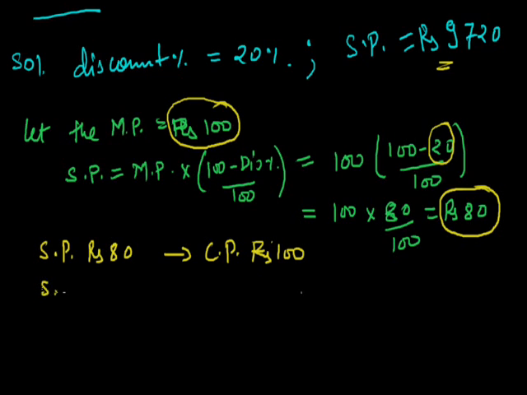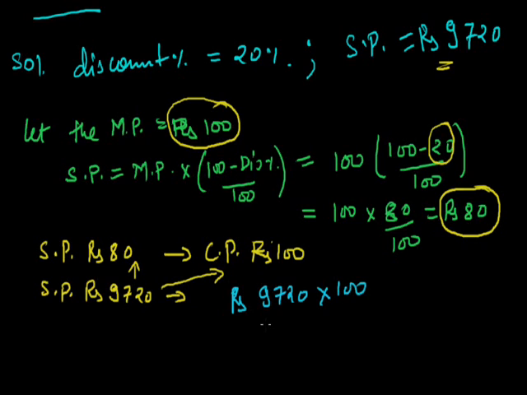Now, if the selling price is rupees 9,720, then the mark price we will get by cross multiplying. That is, we will multiply 9,720 by 100 and divide it by 80. So it will be equal to rupees 9,720 into 100 upon 80.